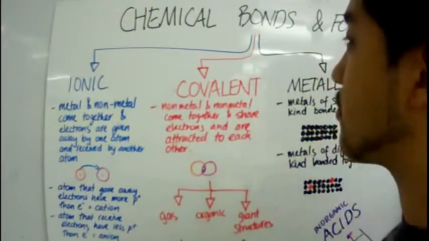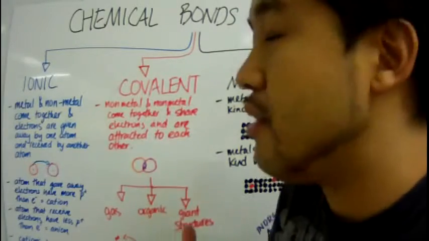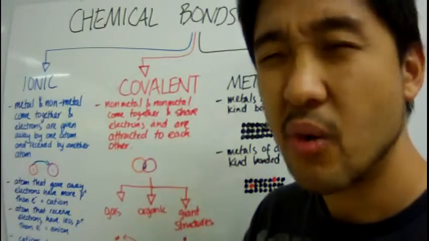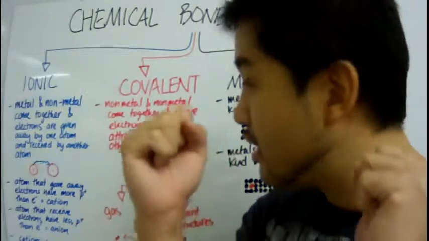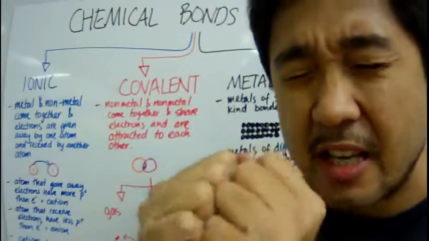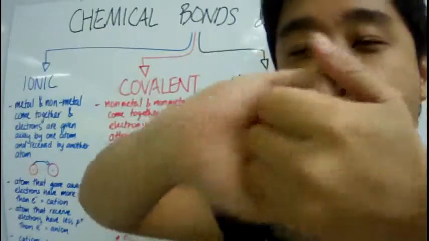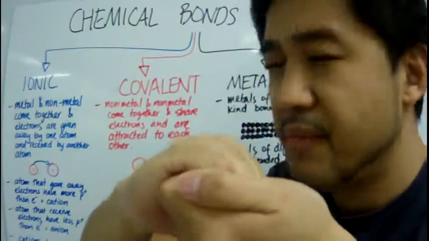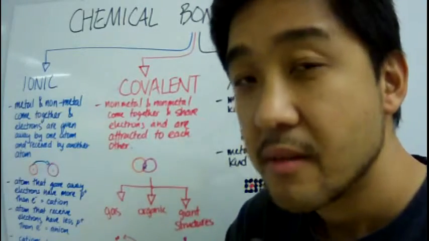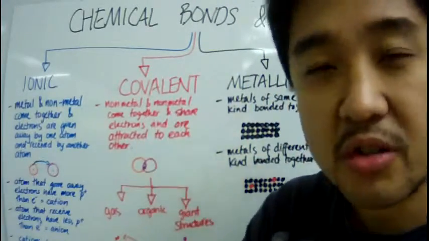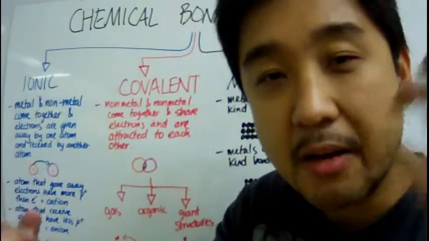The next type of bonds that occurs in nature, and man-made as well, are covalent bonds. Covalent bonds are when a nonmetal and another nonmetal come together. All right, these atoms come together and they share their electrons. That means the electrons are shared between both of them. And these are covalent compounds. Now, in reality, covalent compounds can also involve a semi-metal or metalloid and a non-metal.